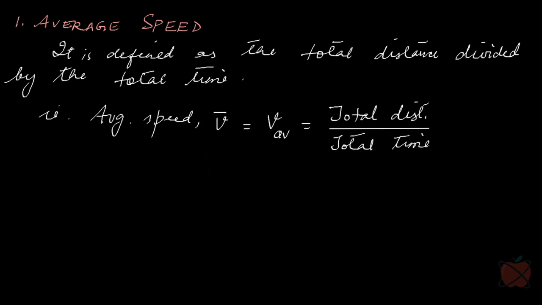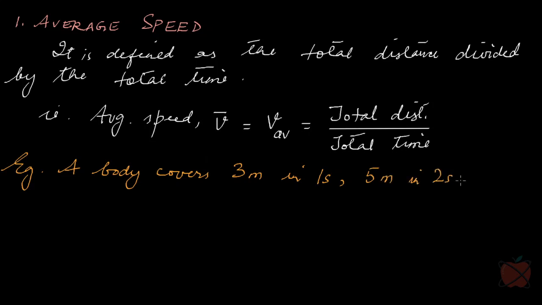As an example, let's say a body covers 3 meter in 1 second, then 5 meter in 2 seconds, and 7 meter in 3 seconds. Find the average speed of the body. So how do we do this?